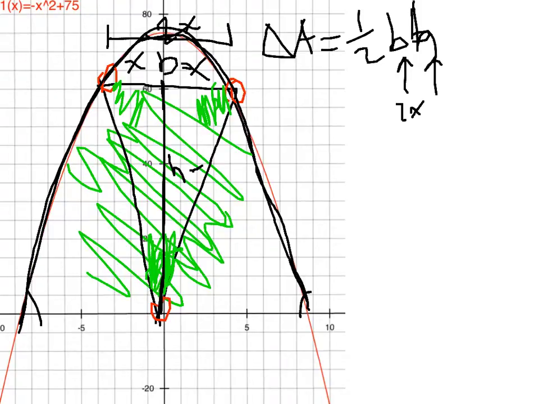So this is another component of the tricky part, and that is putting one of the variables in terms of the other. Now, since we have this graph of negative x squared plus 75, we can use this as our y value. Why? Because, like I said earlier, these points right here are always going to be on the parabola, on the function. So the height equals negative x squared plus 75.